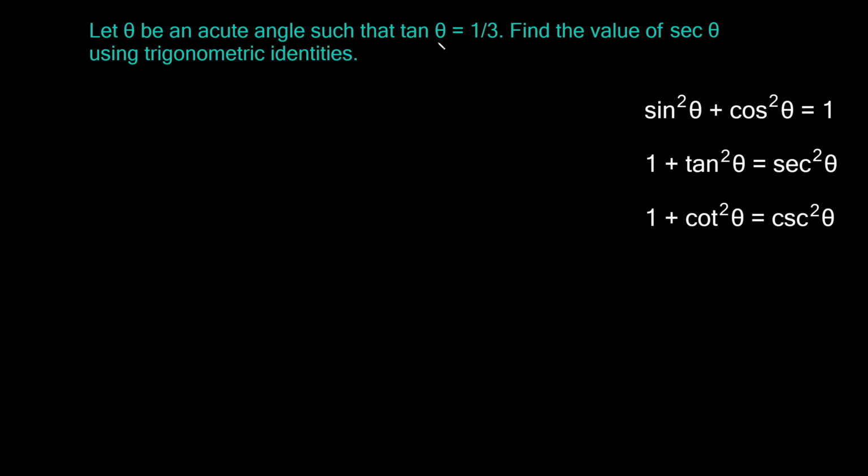All right, so first of all, we're given that the tangent of theta is equal to 1/3. So looking at our identities here, you can see this formula uses tangent. We're also asked to find the value of the secant of theta using the trig identities. And this formula also gives us secant, right? So this is probably the equation or formula that we're going to want to use. All right, so let's just write it over here. So we're going to want to use 1 plus the tangent squared of theta is equal to secant squared theta.